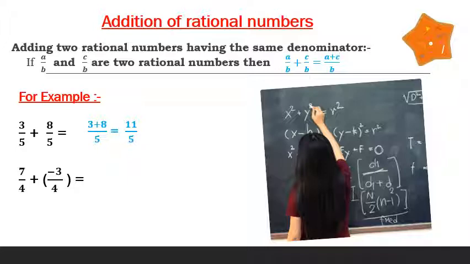Number 2: 7 over 4 plus negative 3 over 4. The common denominator is 4. Then 7 plus negative 3 equals 4 over 4, which equals 1.